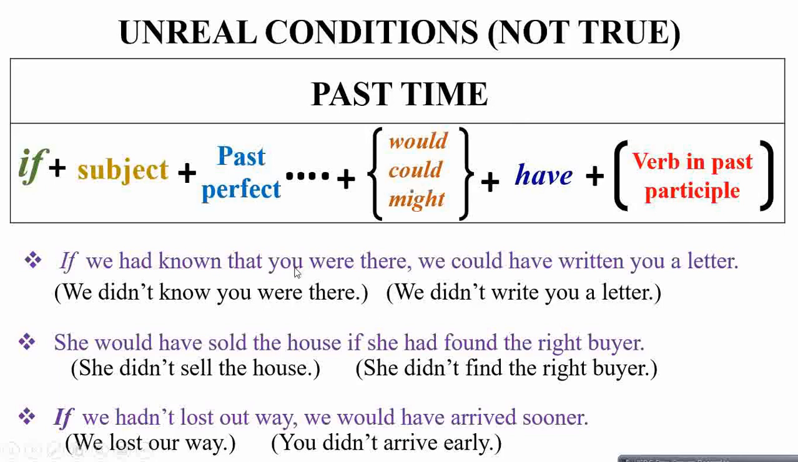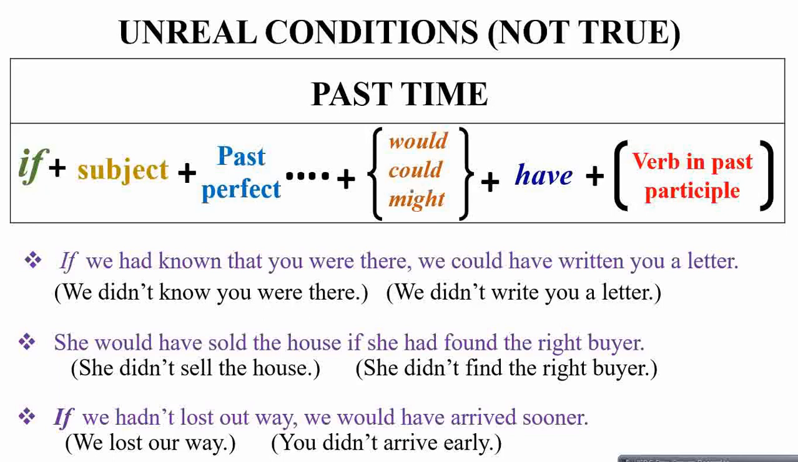If we had known that you were there, we could have written you a letter. अब इसका मतलब ये कि we did not know where you were or you were there, as a result we did not write you a letter. So इसमें आपके पास आपने जो इसमें से reason और जो आपने इसमें से meaning infer करना है, extract करना है, that exacts to be opposite.